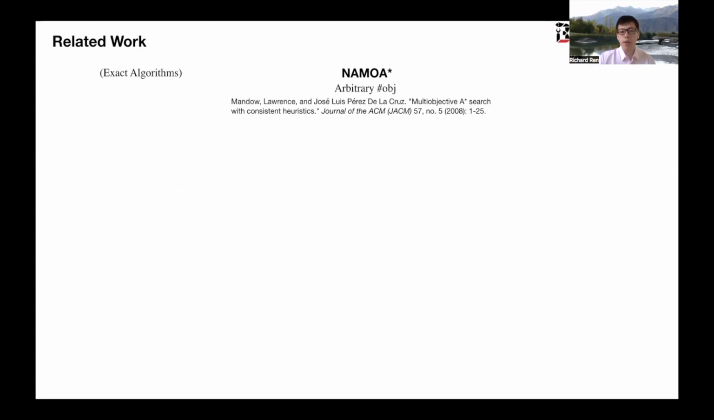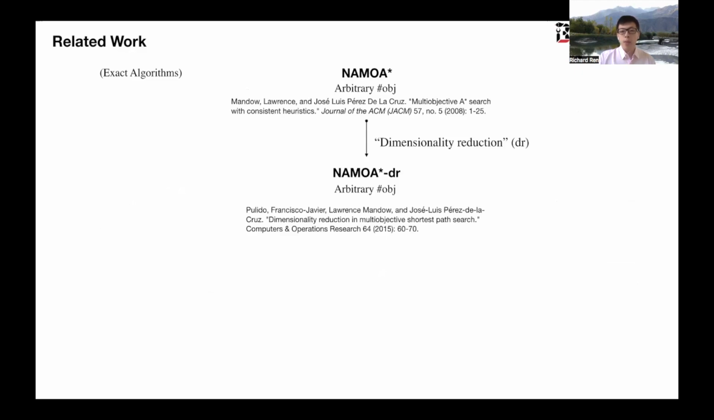The starting point is this NAMO A star, which runs A star-like search in a graph to find the Pareto optimal path. And then people propose the so-called dimensionality reduction techniques, which I will elaborate later. And the resulting NAMO A star-DR algorithm can run faster than the NAMO A star algorithm. And also note that both algorithms can handle an arbitrary number of objectives.